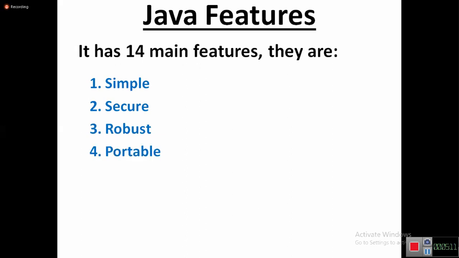And next, portable means what? A Java program we can take from one system to another system and run there, and we will get exactly the same result that we got on the previous system. It is possible because of two things. Number one, memory sizes are fixed across all operating systems, and also we have a special software to run Java programs, that is JVM. Because of JVM, it is platform independent.